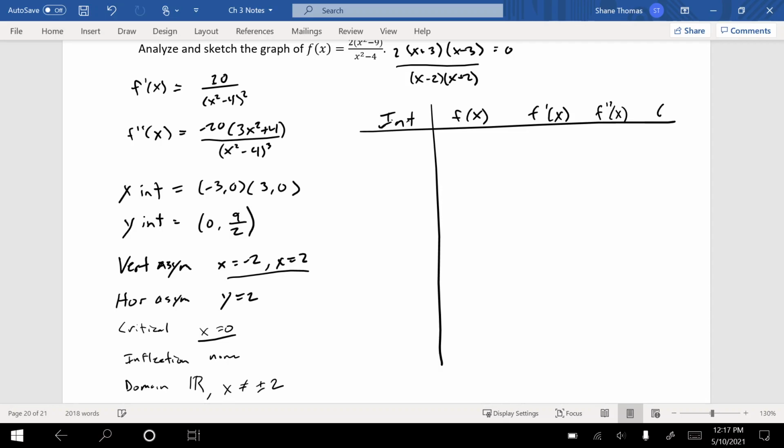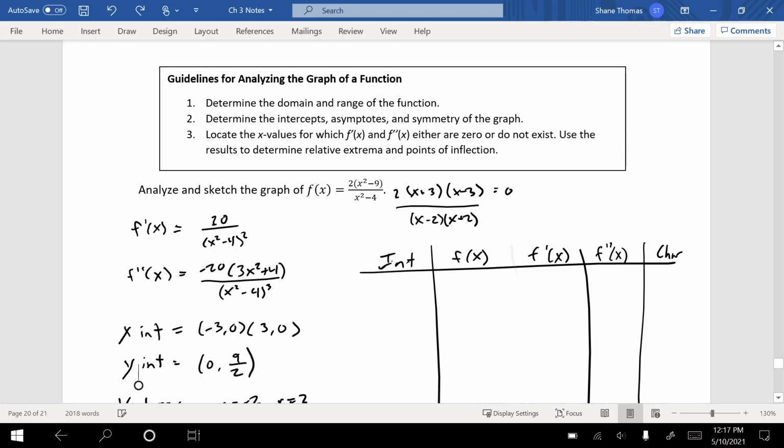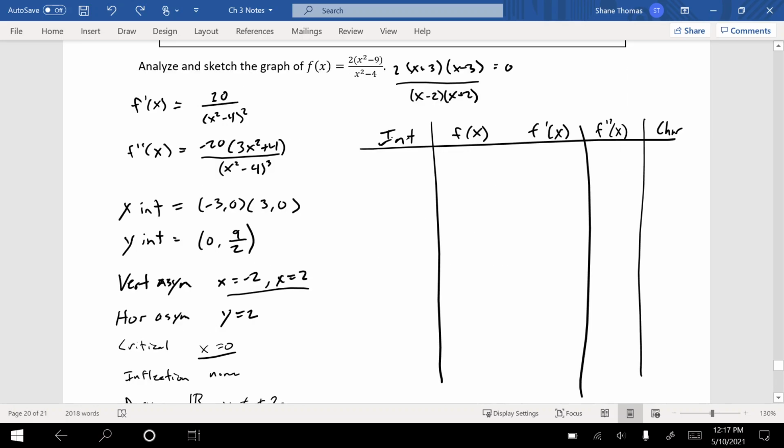Oh, shnikes. I don't like that line. Can't draw a straight line.